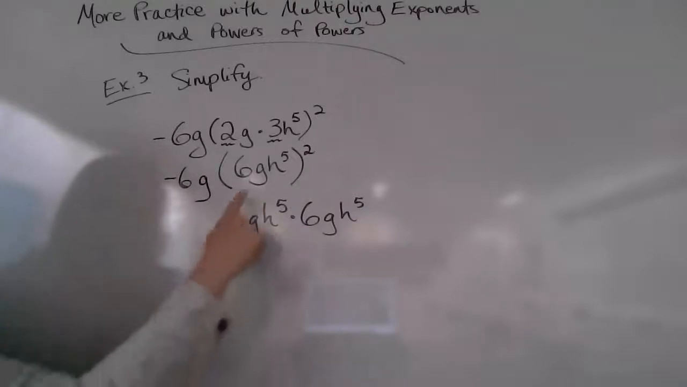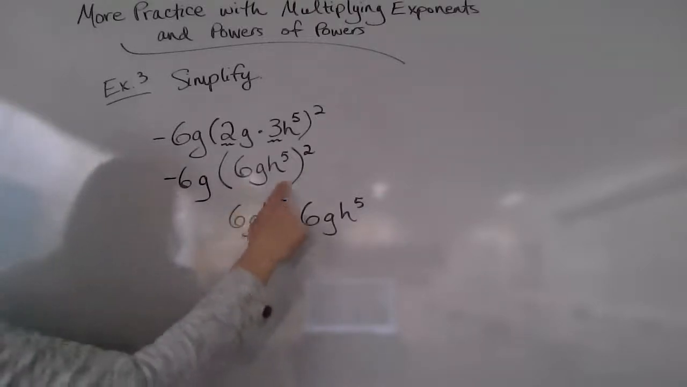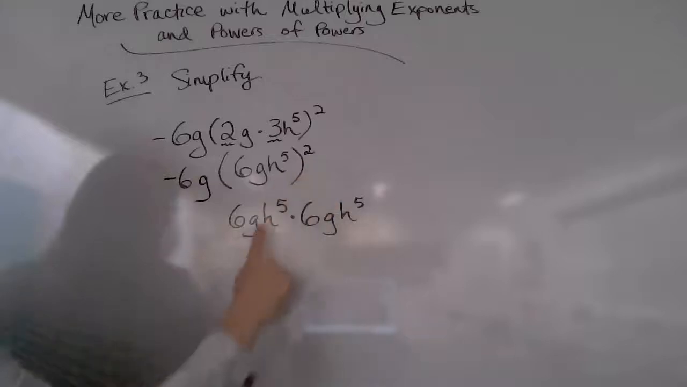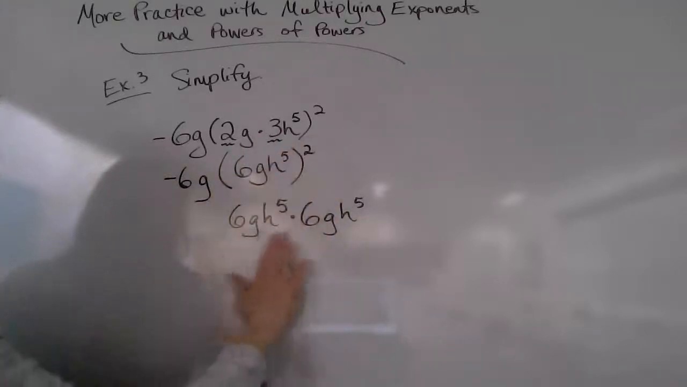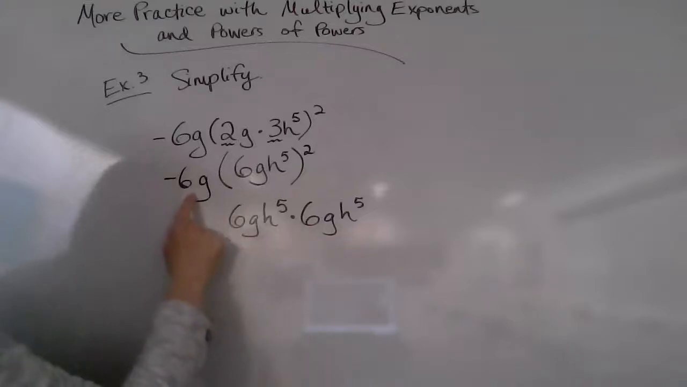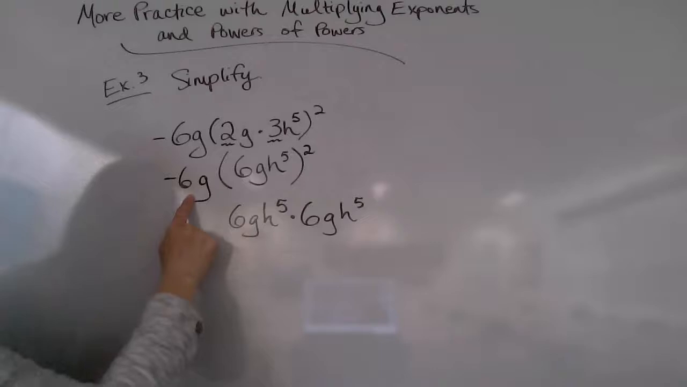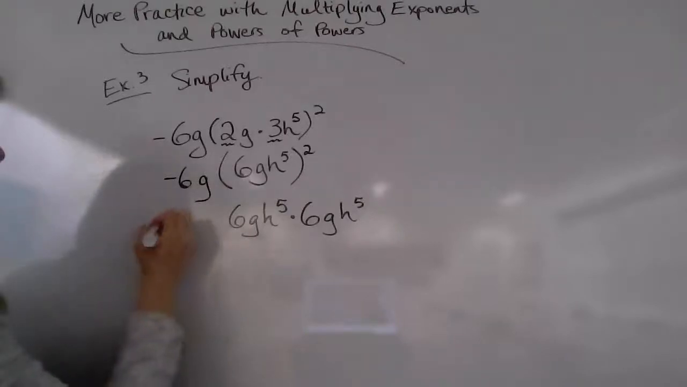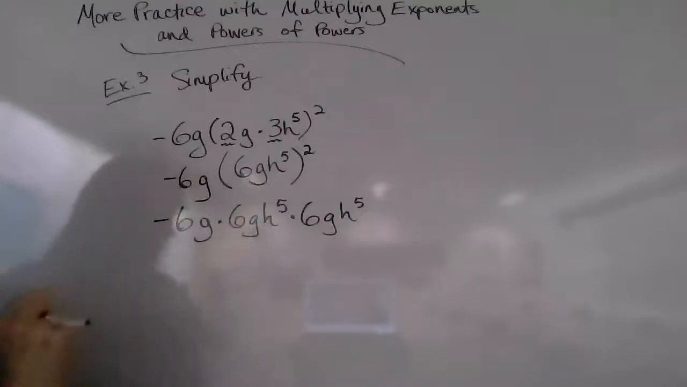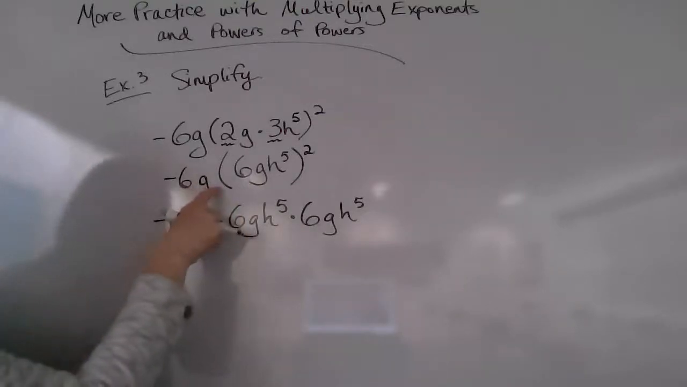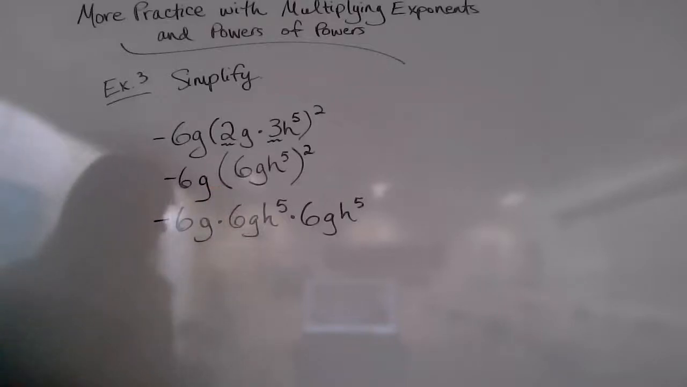All right, so I've taken the 6g h to the 5th. We have 2 of them being multiplied together. Here they are. So all of this is represented right here. We haven't brought this down, and we need to remember it's still there. We haven't used it yet. So let's go ahead and bring that down. -6g, and that's being multiplied with the rest of the stuff. Anytime you have something sitting next to a parenthesis, it implies multiplication.